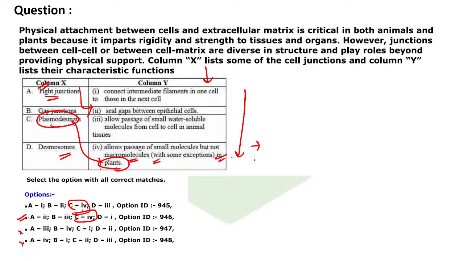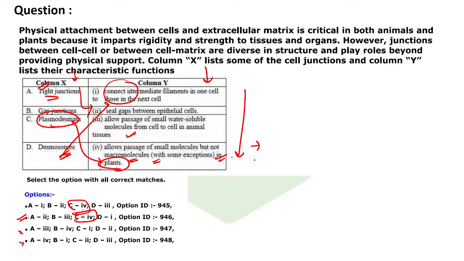Very good. Easy question, basic question. The question was asking you about the important junctions and the various characteristic features of each of them. Then you have the gap junctions. Gap junctions are the ones that allow the passage of small water soluble molecules from cell to cell in the animal tissues, and desmosomes are the ones that connect the intermediate filament in one cell to those in the next cell. So the one that connects the intermediate filament is a desmosome. Tight junctions seal the gap between the epithelial cells.